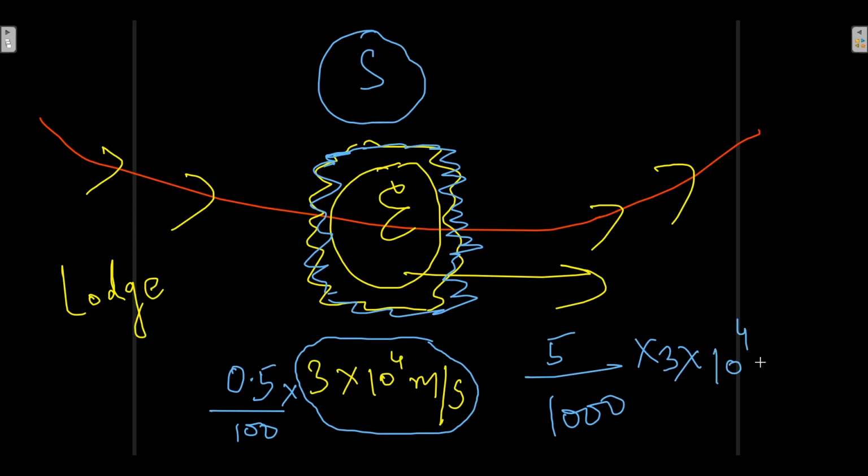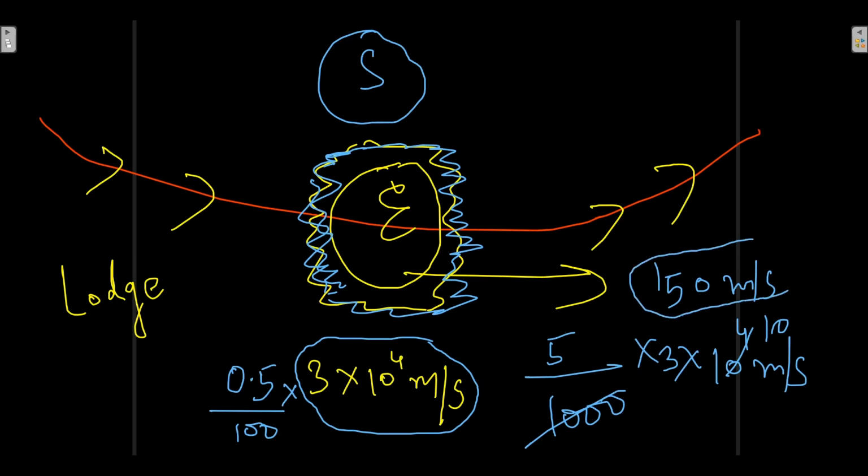So how much does it come out to be? 3 fives are 15, and a 1/10 will be from here, so it will be 150 meter per second. So if the earth is moving with 3 into 10 to the power 4 meter per second velocity, then the earth can impart to the ether only 0.5% of its velocity, and that comes out to be 150 meter per second. That is, the ether will only drag partially. It will not drag completely. So the ether will take a velocity of 150 meter per second. This is the meaning.